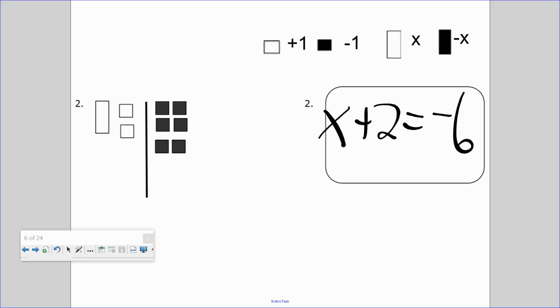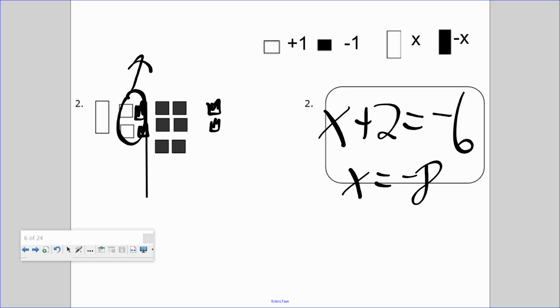In order to isolate, I need to do the inverse of plus 2. So minus 2, minus 2. Make sure you balance it with the other side. This disappears. So x equals negative 8. Let's check our work. Negative 8 plus 2 is negative 6. Check mark. That is true.